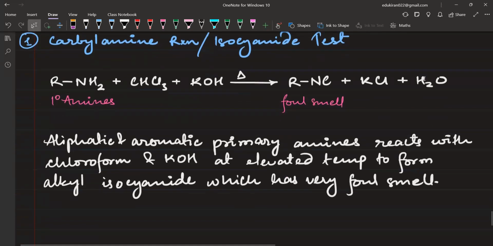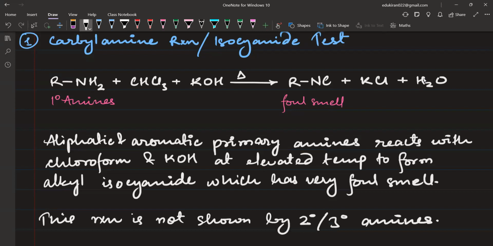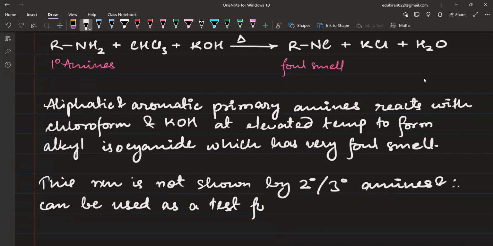Right? This reaction is not shown by 2 degree or 3 degree amines, and therefore can be used as a test for 1 degree amines.